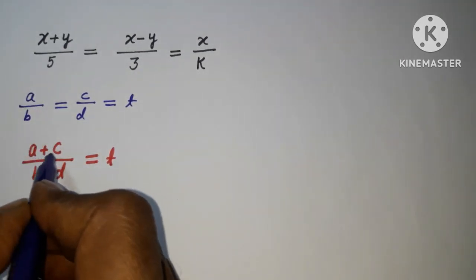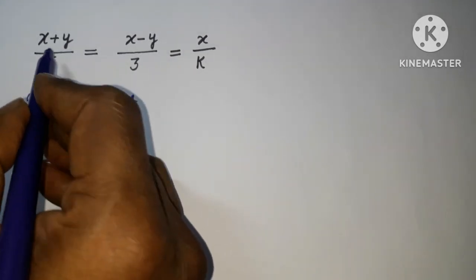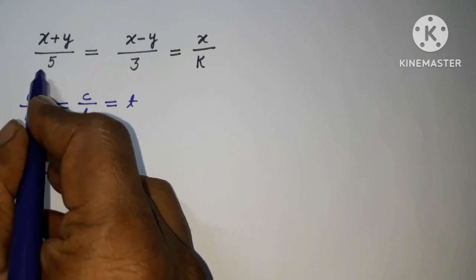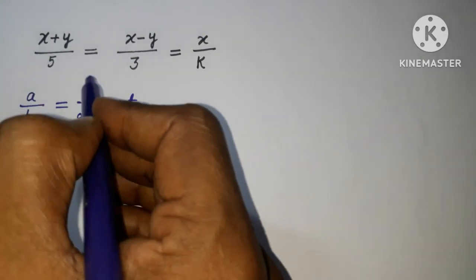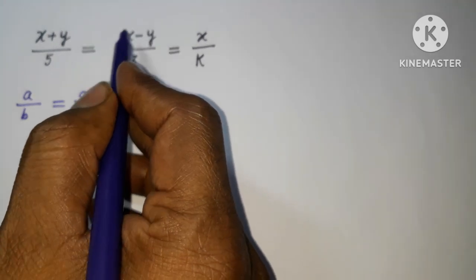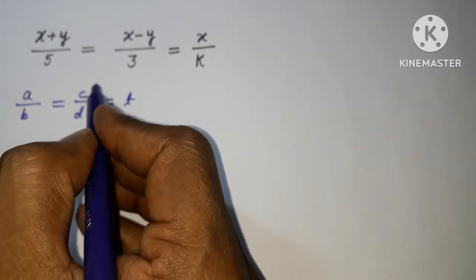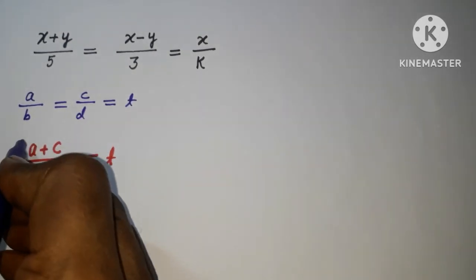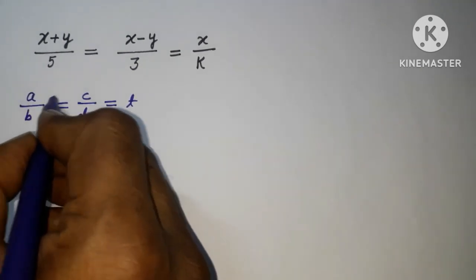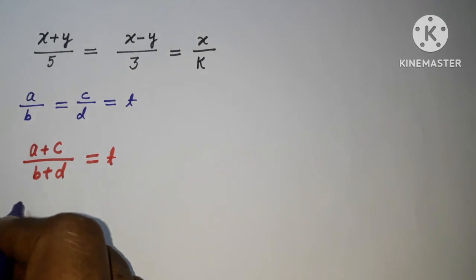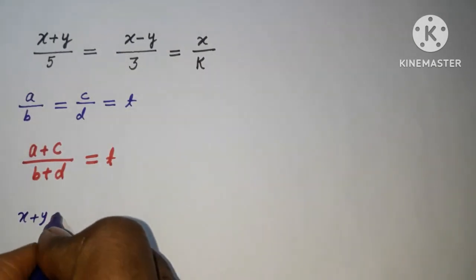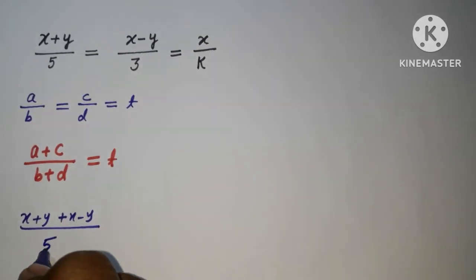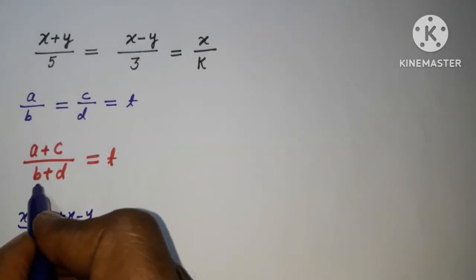According to this formula, here we can see that x + y is going to compare with a, and b is equal to 5, and c can be placed instead of x - y, and d has the value 3. By comparing, a + c means we are going to add the numerators: x + y plus x - y, and that is going to be divided by 5 + 3, because we have the addition of numerators and denominators over here.